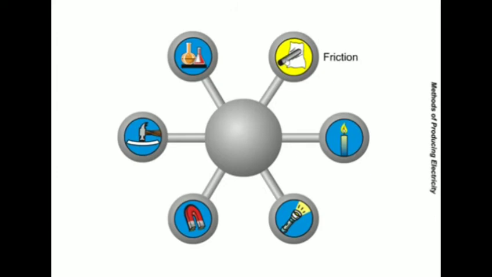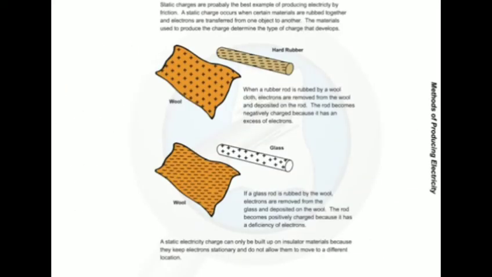Friction. Static charges are probably the best example of producing electricity by friction. A static charge occurs when certain materials are rubbed together and electrons are transferred from one object to another. The materials used to produce the charge determine the type of charge that develops.